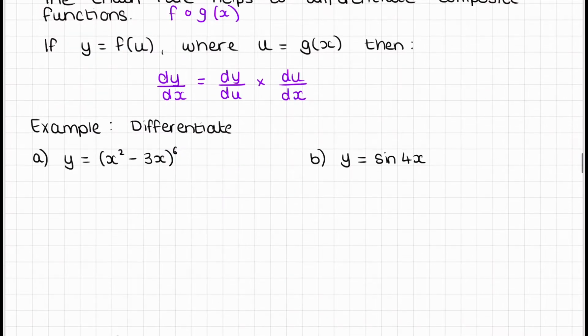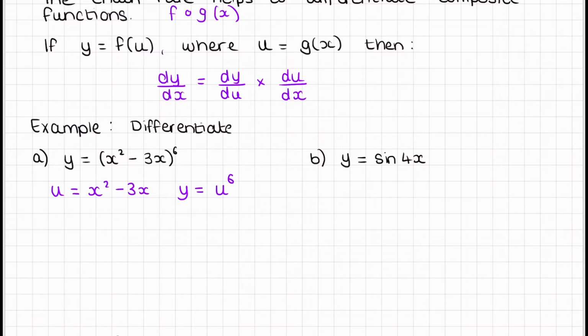So example A, y equals, in brackets, x cubed minus 3x, all to the power of 6. The first thing we want to do is split this into two functions, a u equals and a y equals. The u equals is the function that's inside the other function. So in this case, the function that's inside something else is the x cubed minus 3x. The second function we create is the y equals, and we have this in terms of u. So we now know that u equals x cubed minus 3x. So we replace that in the original function with u, and then we have to the power of 6 left.